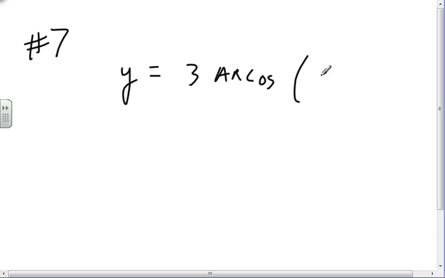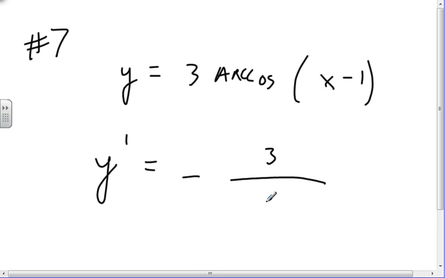3 arc cosine of x minus 1, y prime. Now I got to go look at arc cosine, if I could spell arc cosine. All right, so I got a minus sign, I got a 3, I got a square root of 1 minus x minus 1, the quantity squared, and I'm done, because the derivative of x minus 1 is 1. So I'm done with that guy.